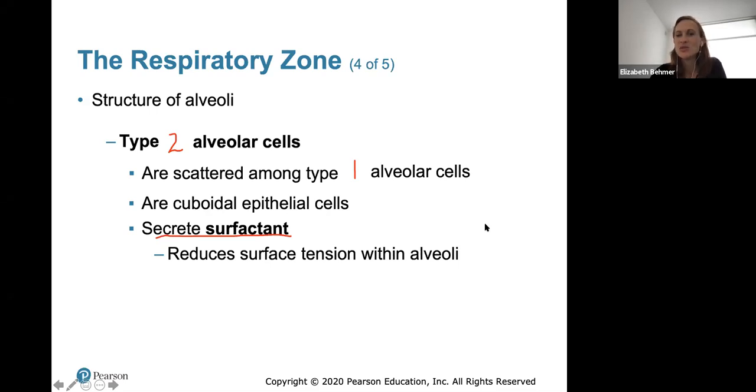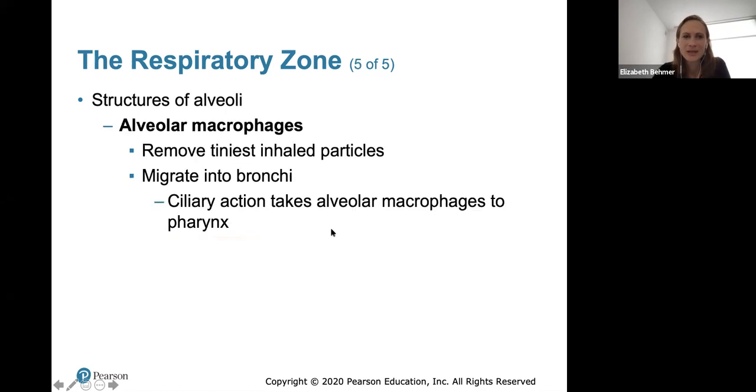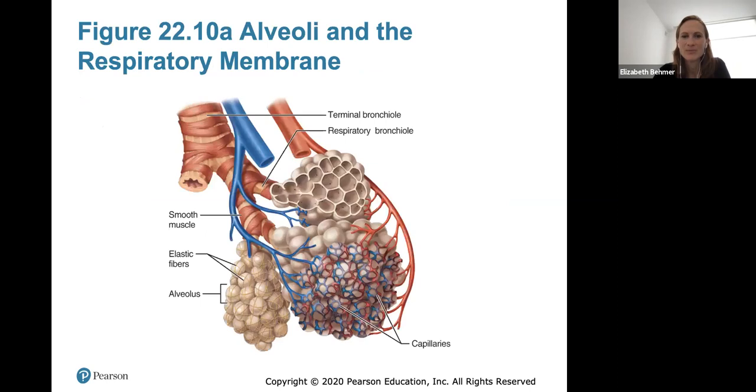So again, type 2 alveolar cells are the ones that secrete surfactant, and that might be a test question, we'll see. The structures of alveolar, there's alveolar macrophages, which help to remove the tiniest inhaled particles. They migrate into the bronchi. So here's a look at the alveoli in the respiratory membrane.